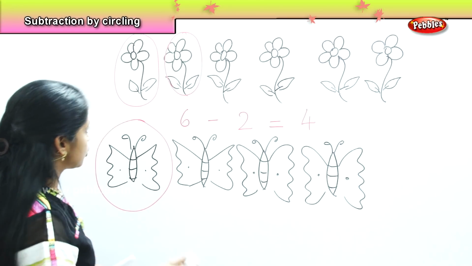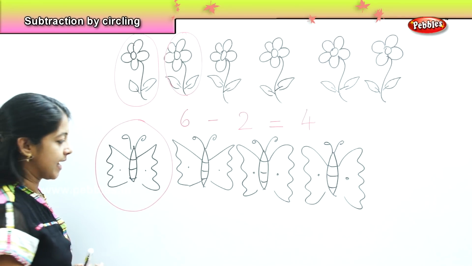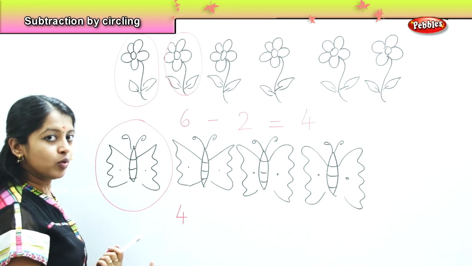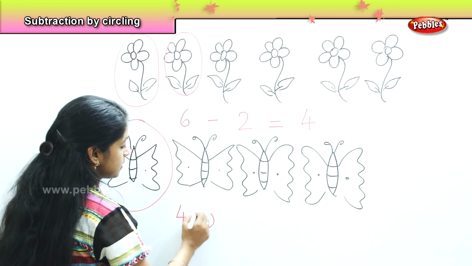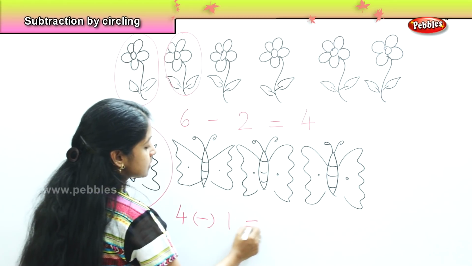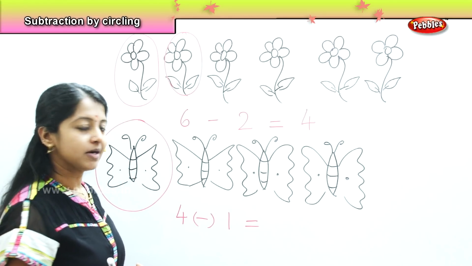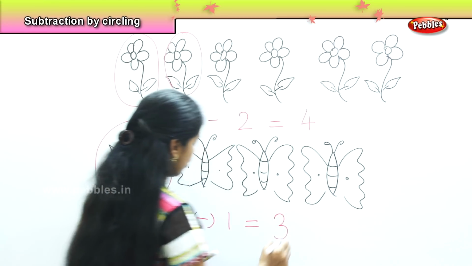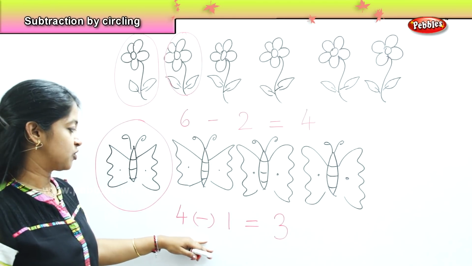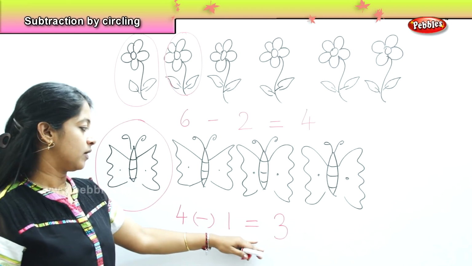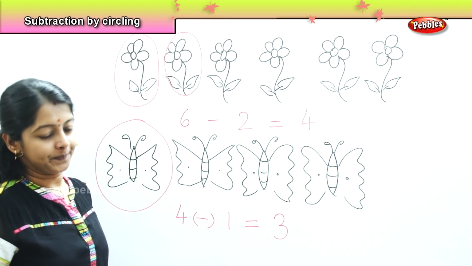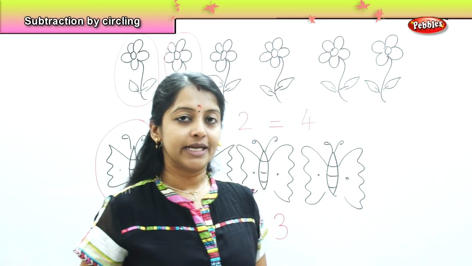So what was the original number of butterflies which I had? It was 4. And how many butterflies flew away? It was 1. So what is the balance? What is the remaining butterflies? 1, 2, 3. So 4 when subtracted with 1 gives us the balance 3. Okay? Yes. Shall we do it with the next example?